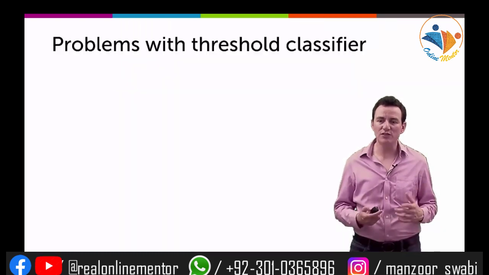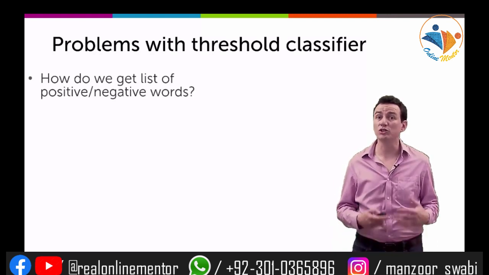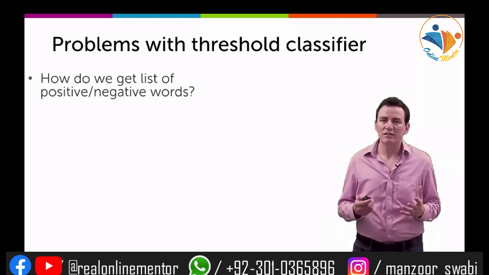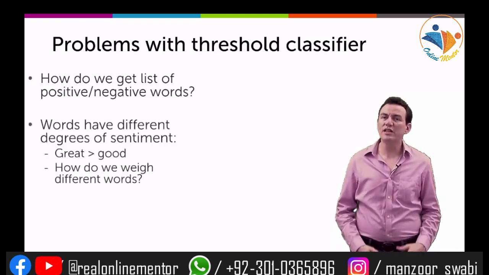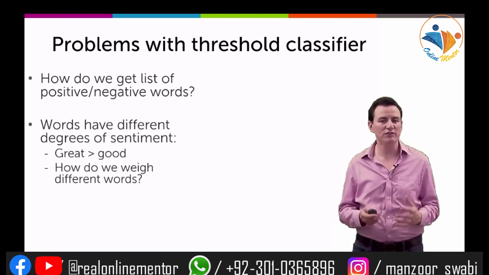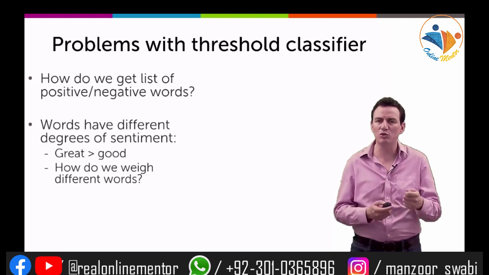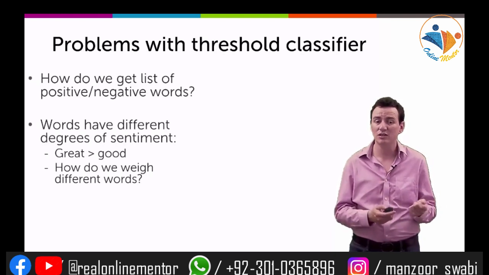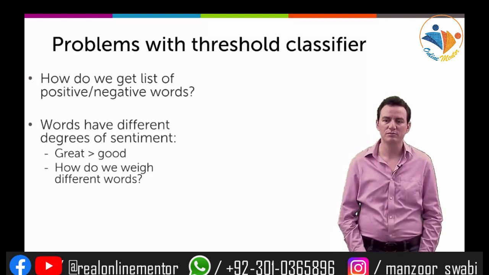Now, threshold classifiers have some limitations. Where does this list of positive and negative words actually come from? It has to magically come from somewhere. And not just that, words have different degrees of positiveness and negativeness. So great is more positive than good. Do you want to tune and figure out what's better: great, good, amazing? Is amazing better than great? Who knows? So how do we figure that out? How do we weigh different words?